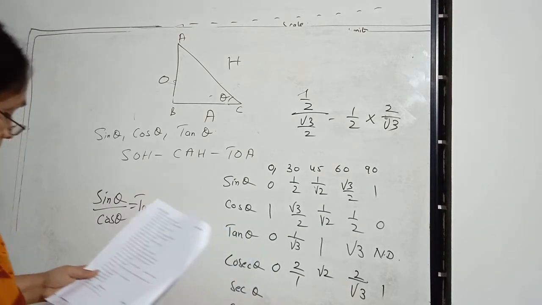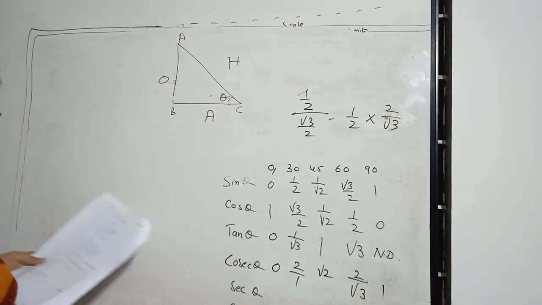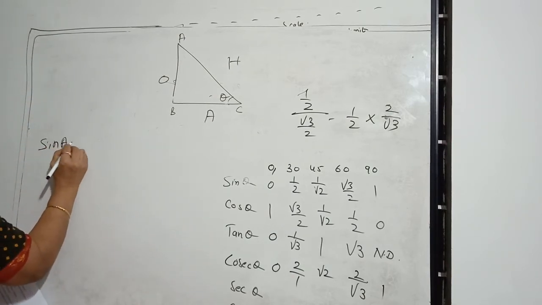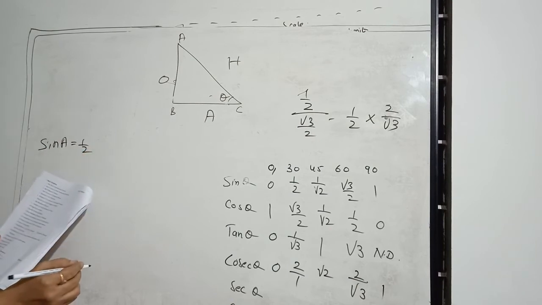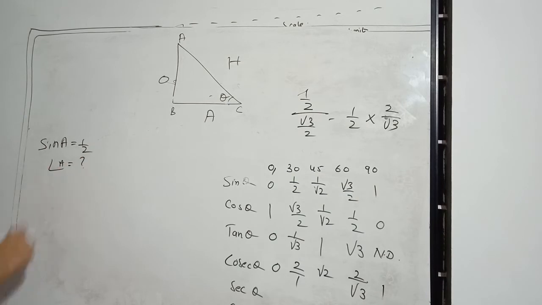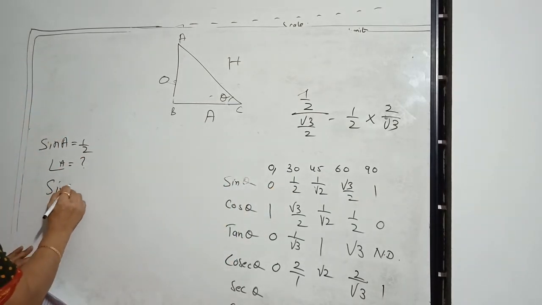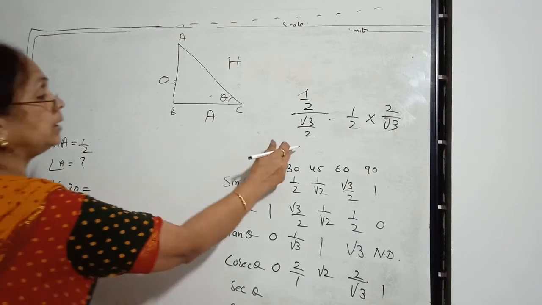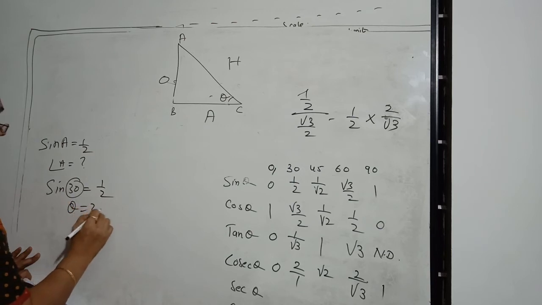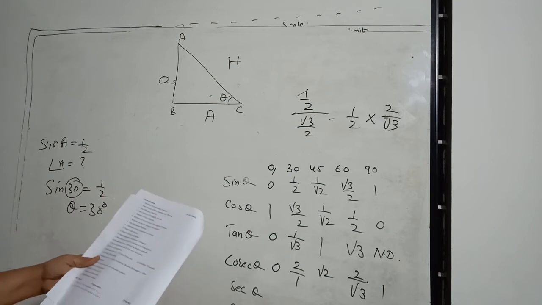Suppose they give you sin theta is equal to 1 by 2. I think you should recollect all these things. Sin theta is equal to 1 by 2, so the angle theta, let's call it A, has the magnitude of how much? Look at the table: 1 by 2 is here. So I can write sin 30 is equal to 1 by 2. So you get the value: theta is equal to 30 degrees. It is like that.